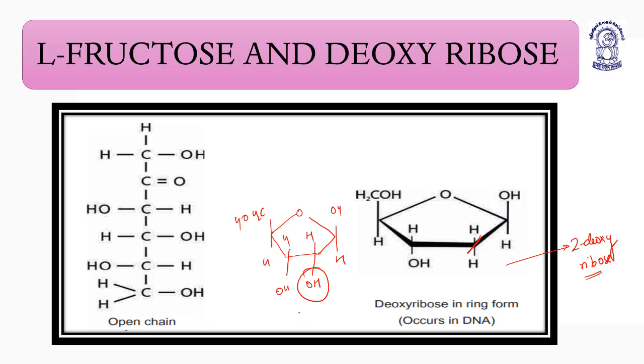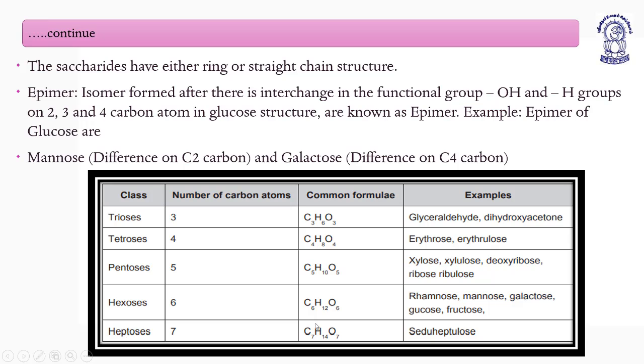On the second carbon, OH is present. This is ribose. Okay? Understood? The saccharides have either ring or straight chain structure. Epimers I have already explained. When we change the positions of the OH group and H group on the second, third, and fourth carbon atom, then it is known as what? The epimers.